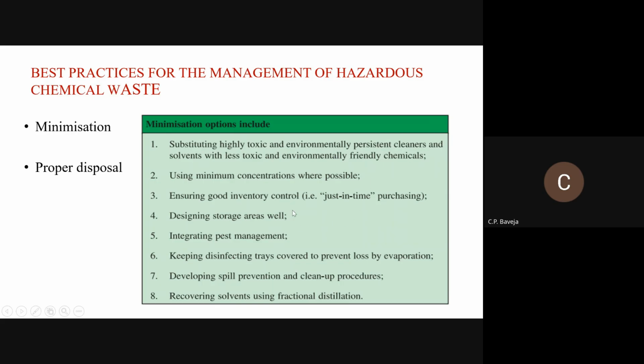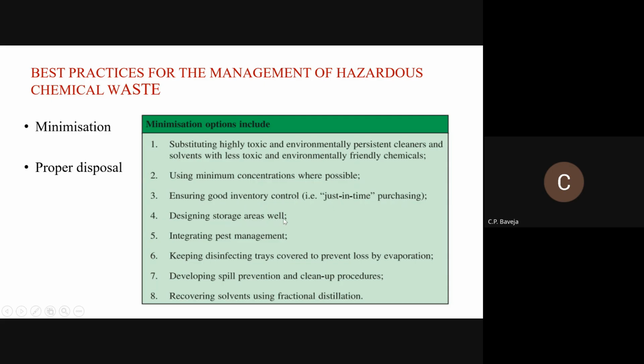So what are the minimization options? They include substituting highly toxic and environmentally persistent cleaners and solvents with less toxic ones. So if you have to use toxic chemicals, less toxic and environmentally friendly ones should be used. Using minimum concentration where possible. Ensuring good inventory control, just-in-time purchasing: only purchase when required.